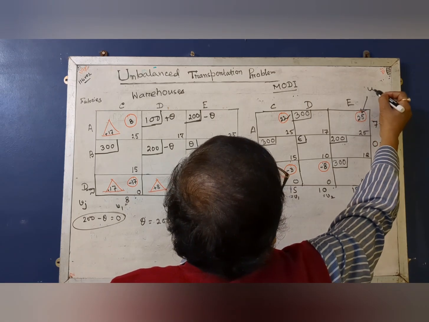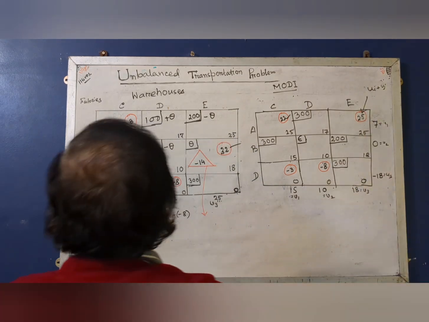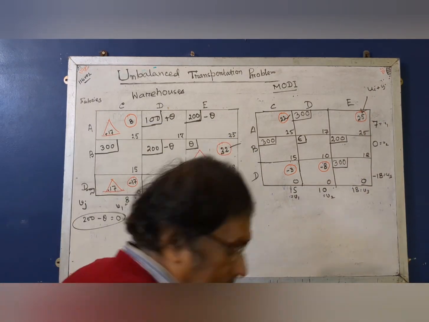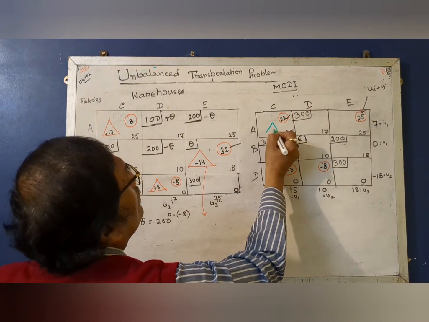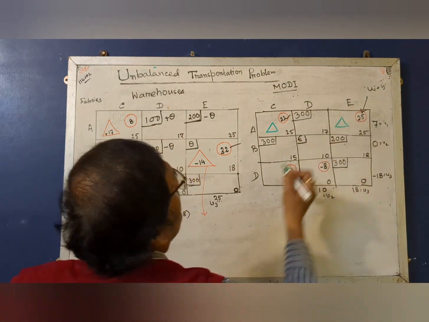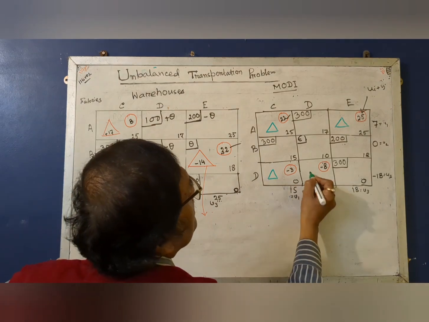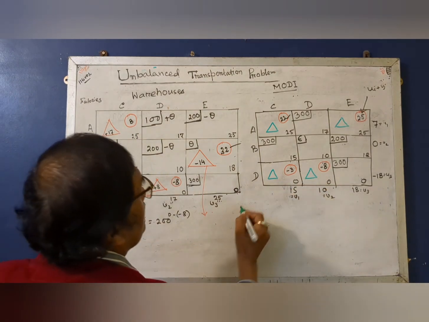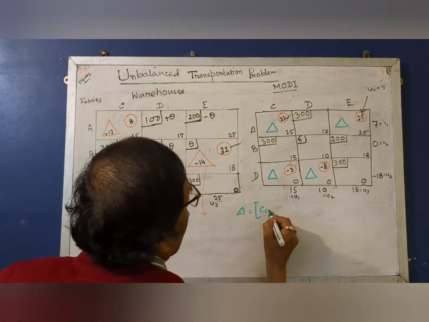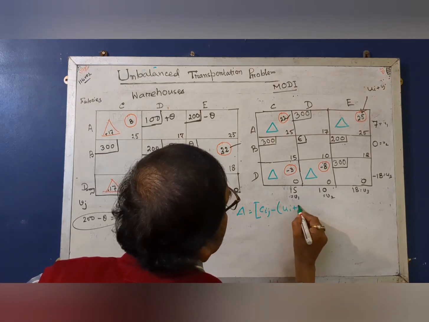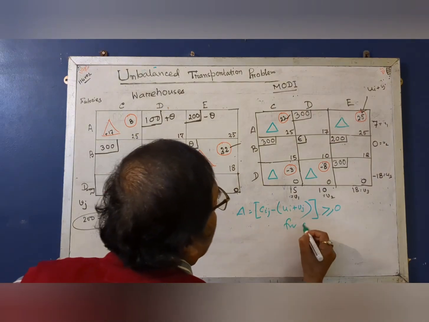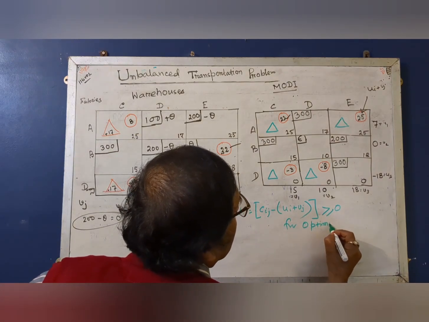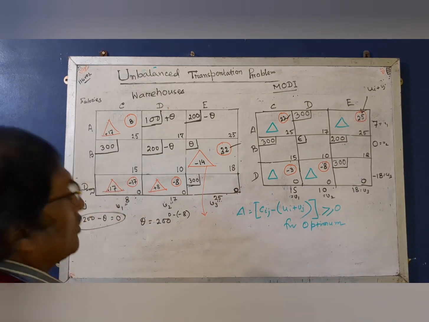This is Ui plus Vj, and now you have to find the net evaluation value, which I'm going to show you through a triangle. This is the net evaluation value for the non-basic cell. For the non-basic cell, the net evaluation triangle value is Cij minus (Ui plus Vj). That must be greater than or equal to 0 for optimum, meaning best allocation. In this case, the total cost will be minimum.